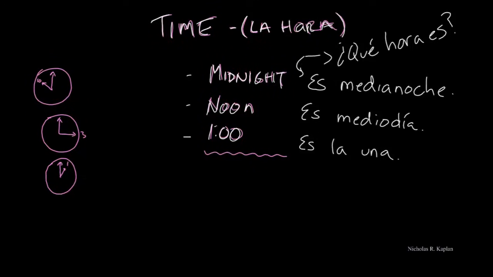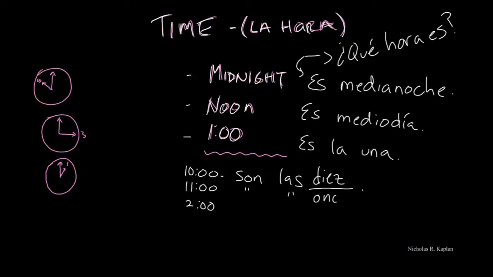For everything else, when we're answering the question, ¿Qué hora es? And we want to say something like 10 o'clock or 11 o'clock or 2 o'clock, we will say son las, and then put in our time there. So to say 10 o'clock, we will say son las 10. 11, son las 11. Son las 2. So if we wanted to say 10 in the morning, we would add de la mañana.